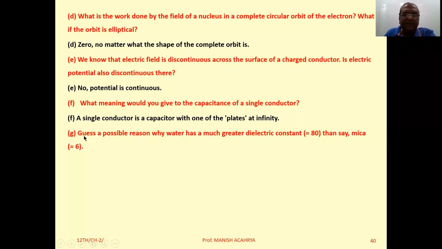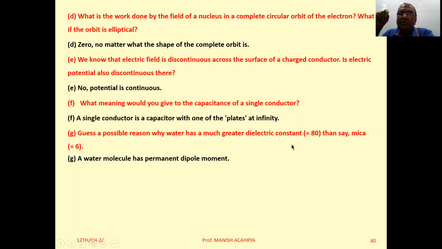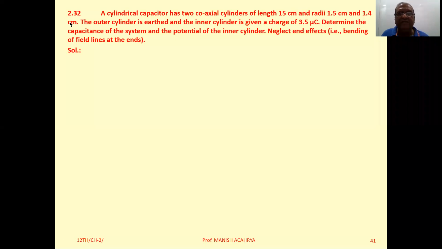Next, G. Guess a possible reason why water has a much larger dielectric constant, equal to 80, than, say, mica, which is equal to 6. Because water molecules have a strong permanent dipole moment. Therefore, its dielectric constant is large. Clear?